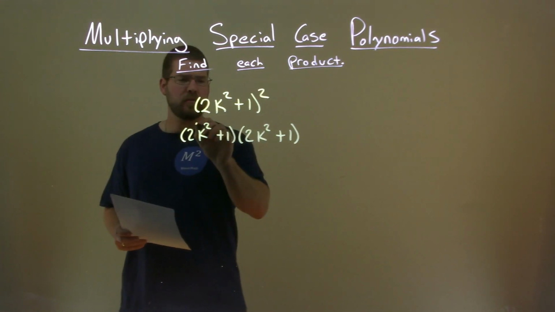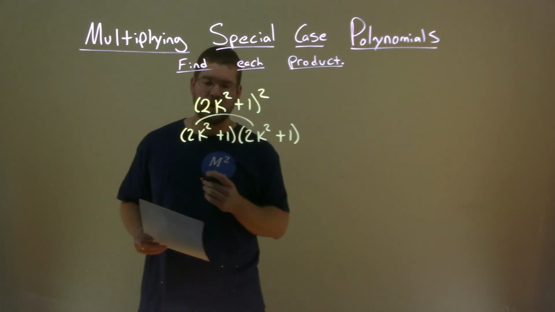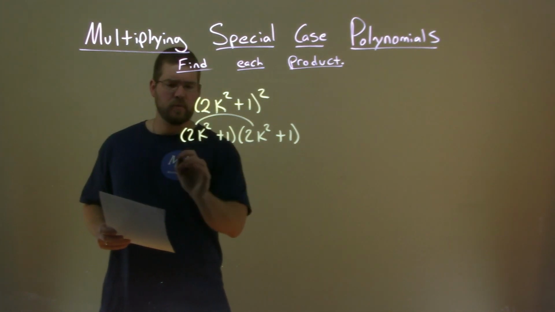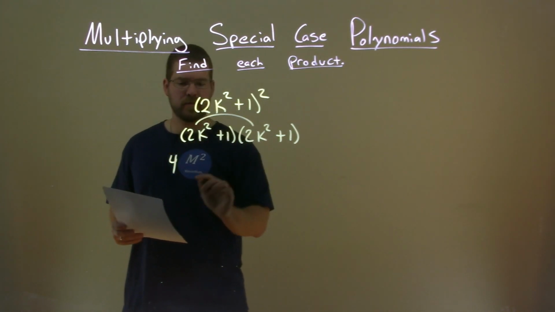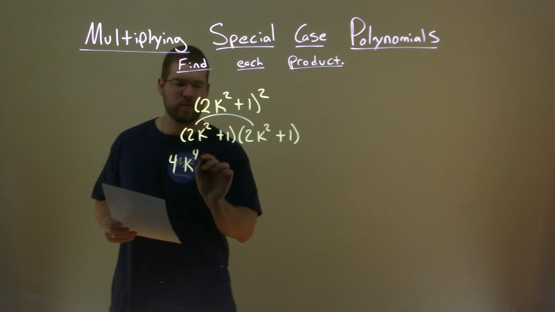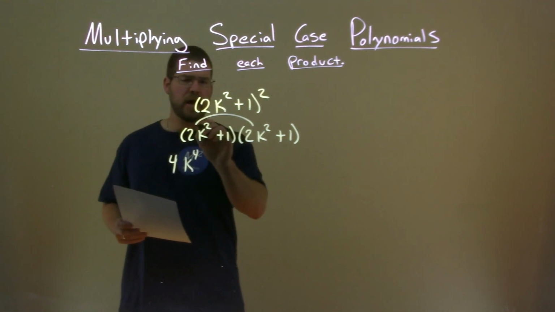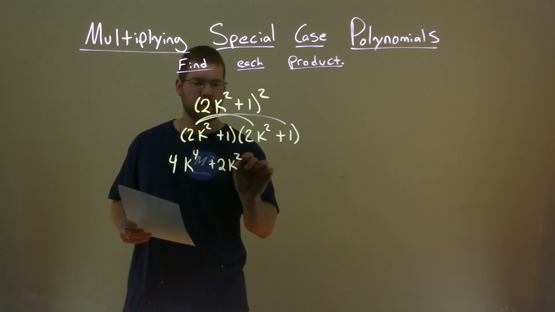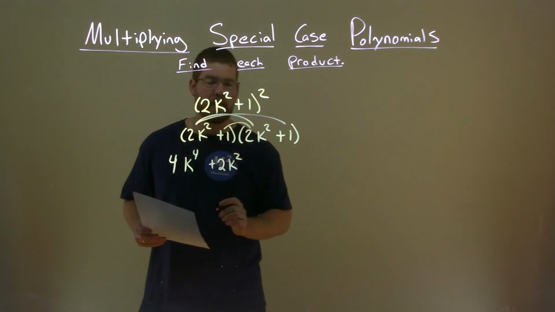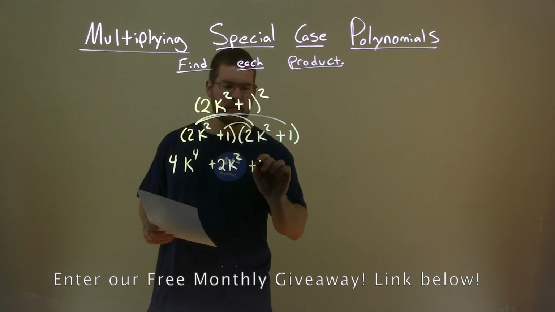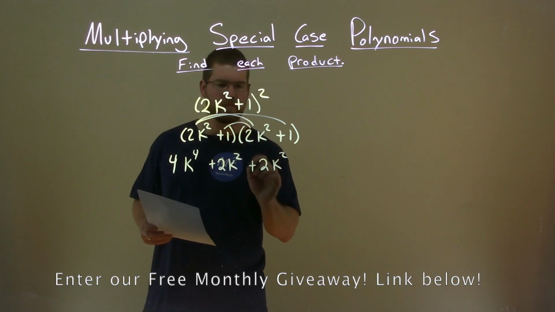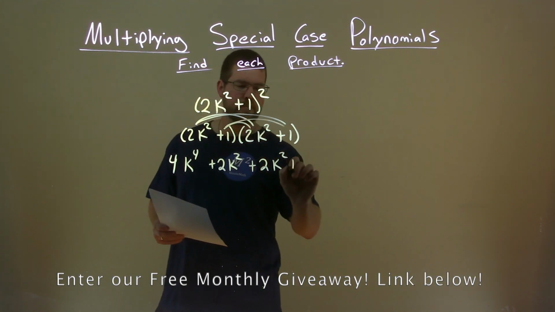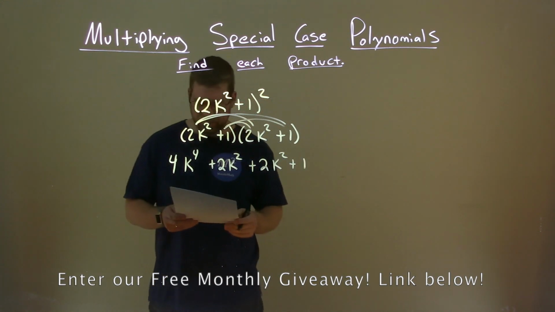Well, we take the 2k squared and multiply it by 2k squared. That 2 times 2 is a 4, and k squared times k squared is k to the 4th power. Now the 2k squared multiplied by 1 is plus a 2k squared. 1 times a 2k squared, again, is plus 2k squared. And 1 times 1 is just 1 squared, or 1.